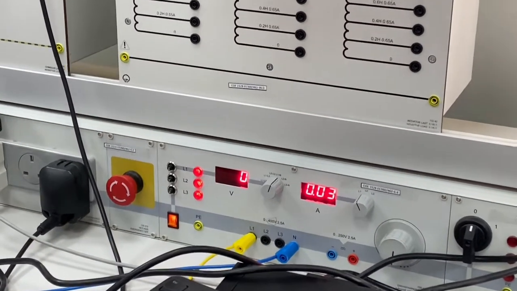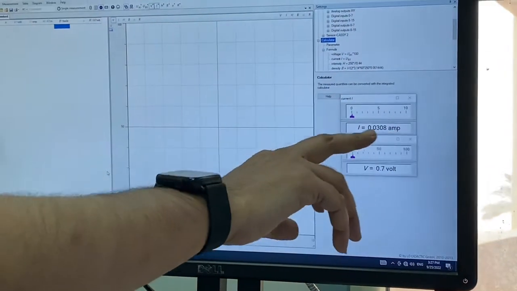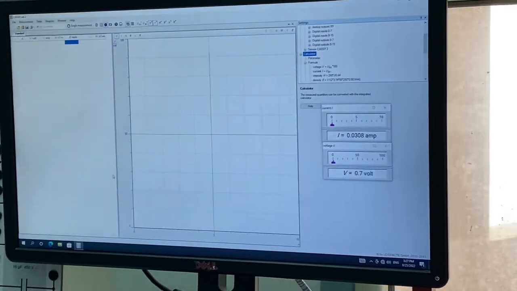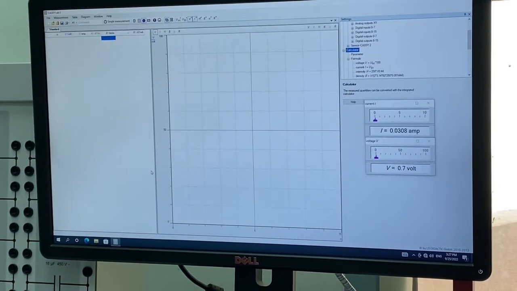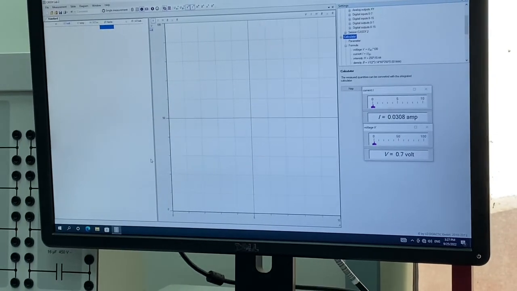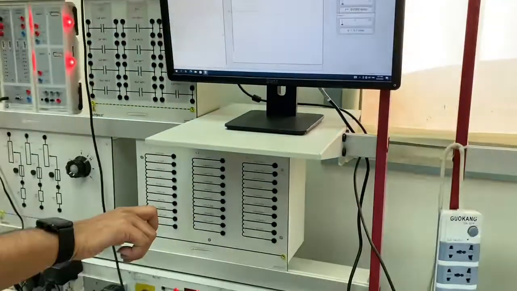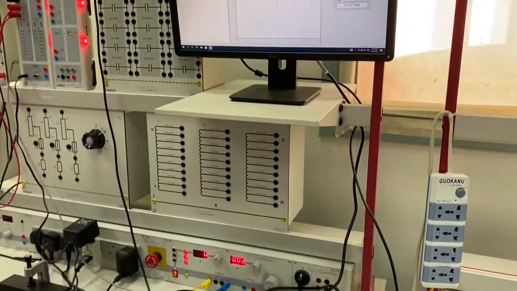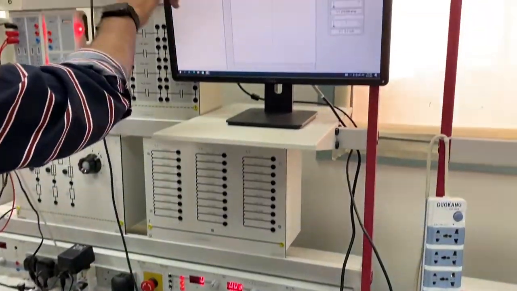Clear? And the third thing is that the current screen, the ammeter, should be in front of your eyes, so that if anything goes wrong, you can immediately see it and turn off the source. So we'll now increase the voltage source slowly and take the data. First data we'll take at 0 volt. Press F9. So it's almost 0.